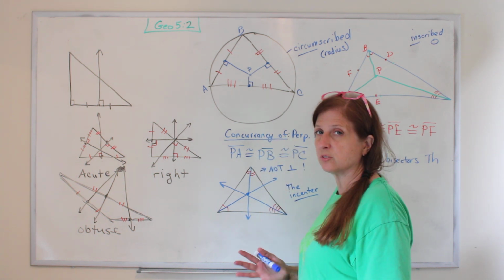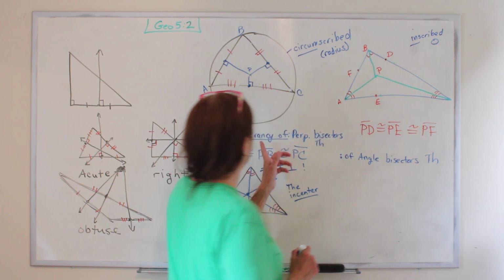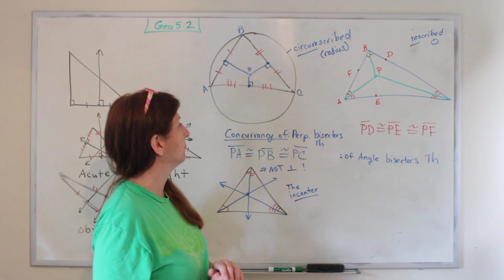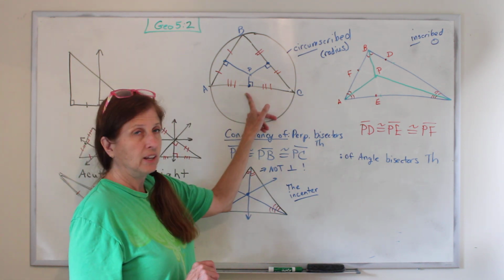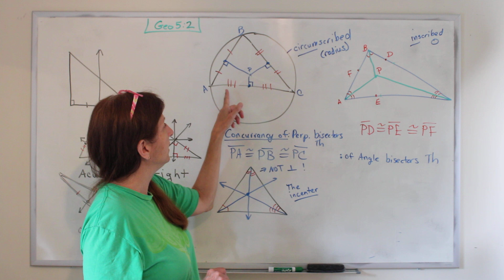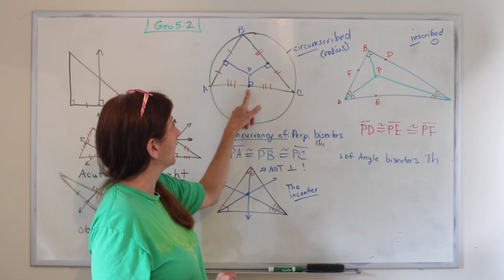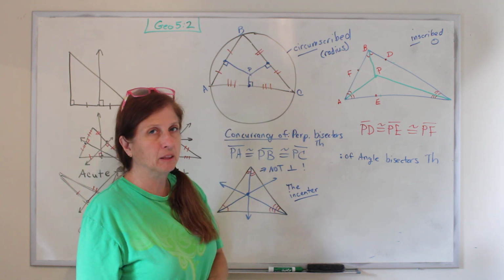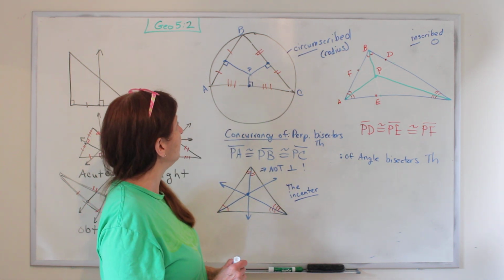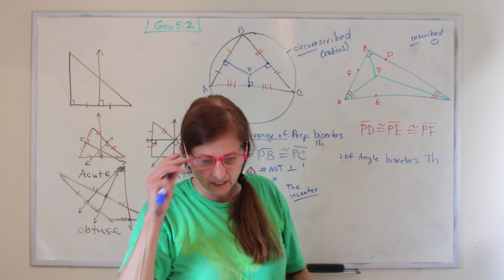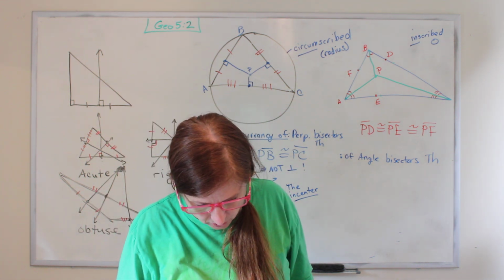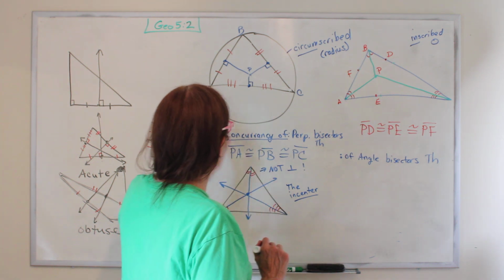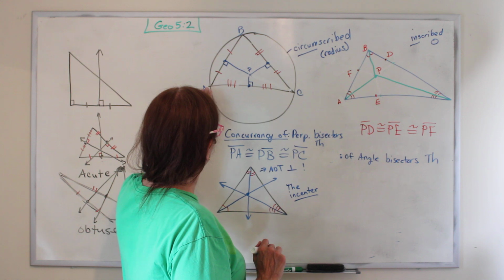This is what we use for our proofs, and it is called the Concurrency of Perpendicular Bisectors Theorem. Now, what I have is a triangle, and for each side I cut it in half, and then I drew a perpendicular bisector and they met in the middle. Okay? The picture of this is in your book on page 273. And I'll tell you what that circle is doing here in a second.